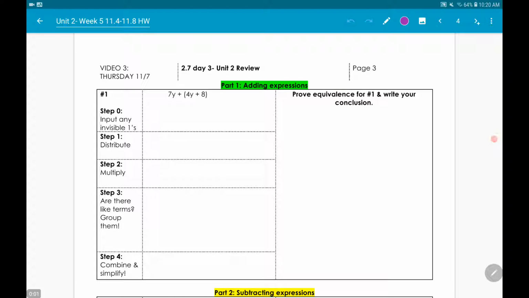Great, so last but certainly not least, we have the last part of our unit, which is adding and subtracting expressions. So this kind of puts everything that we did throughout the beginning of the unit together into one. So the first step is to input any invisible ones. Now remember, I always want to distribute what's next to the parenthesis.